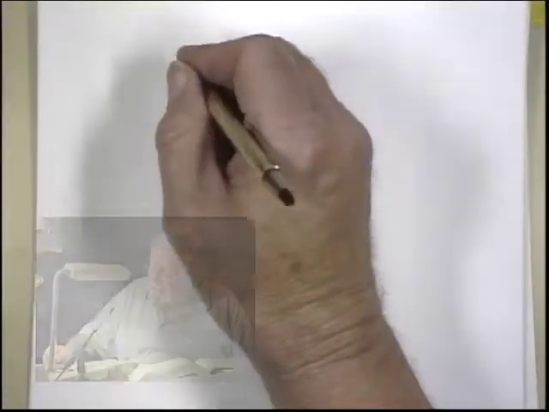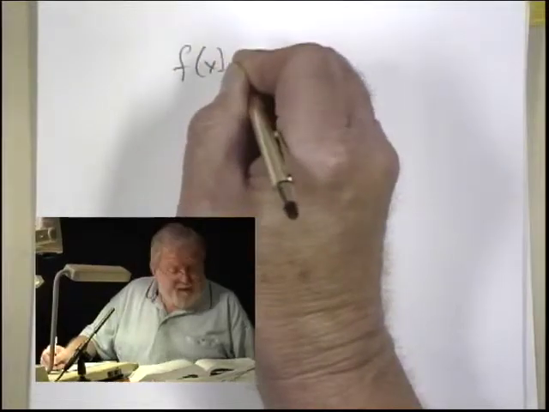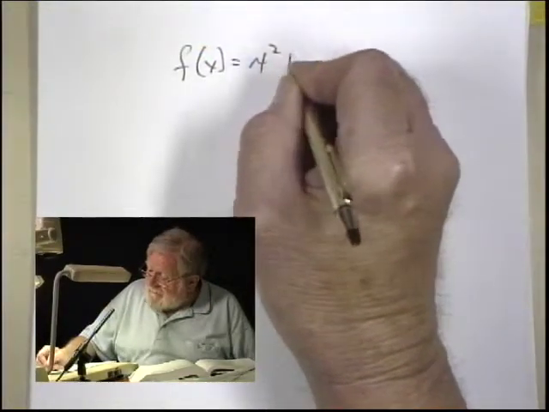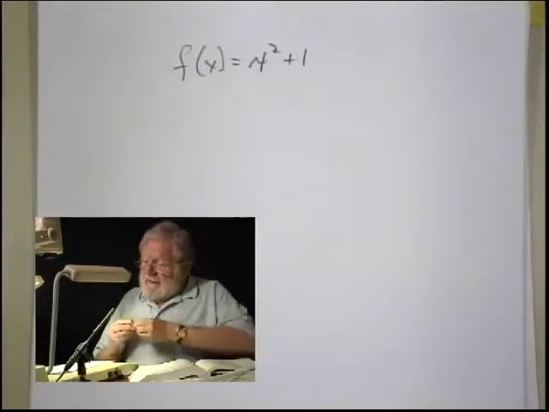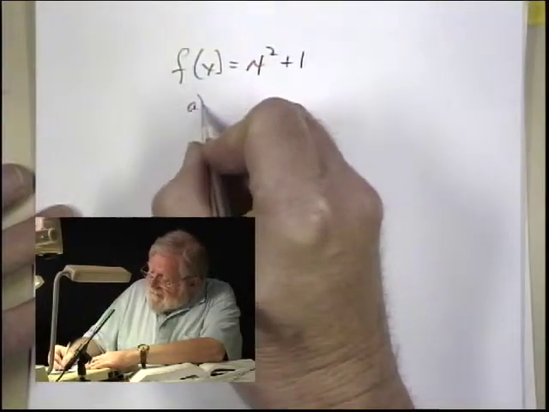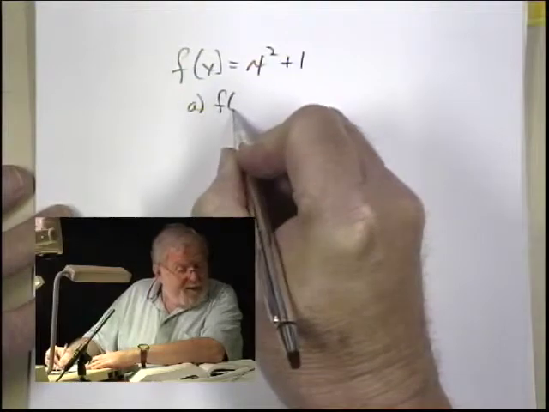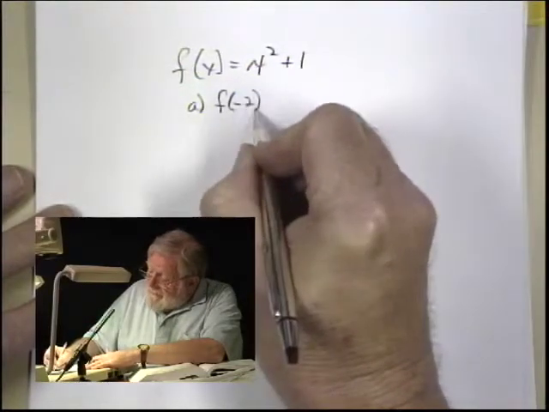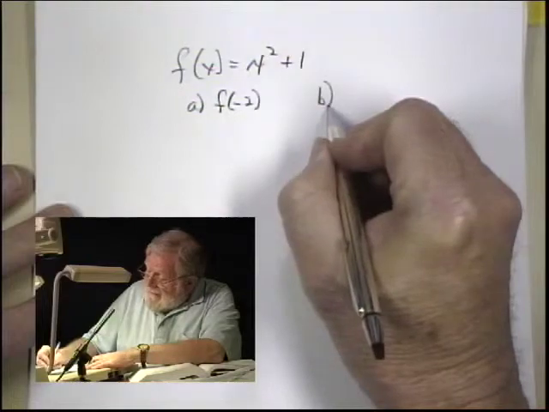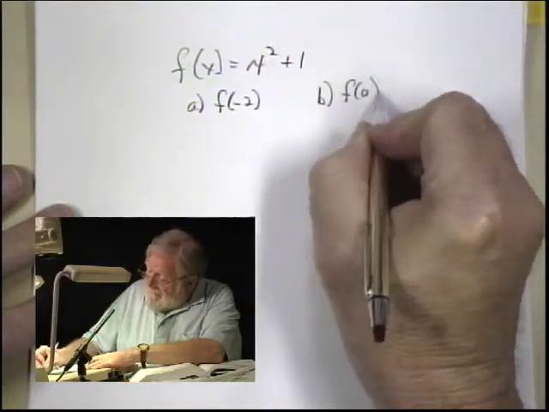Want to do with functions, the section on functions is to show you how to evaluate functions. And we really have been doing that, but I'll kind of formalize it. I'll use some of the examples in the book here. So let's take the function f of x equals x squared plus 1. And the book asks us to evaluate f of a minus 2 in A, and for B, f of 0.